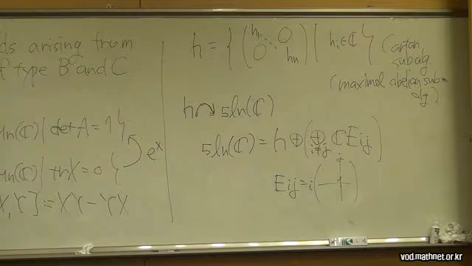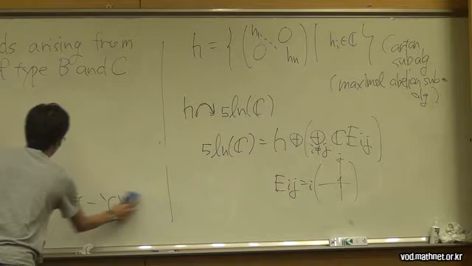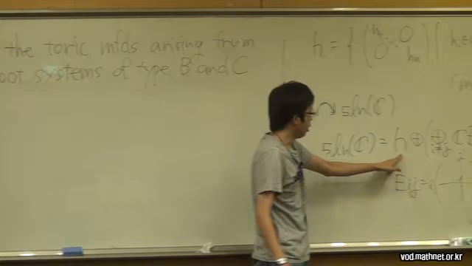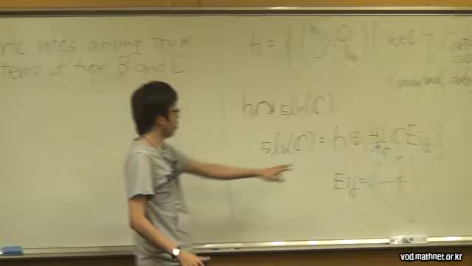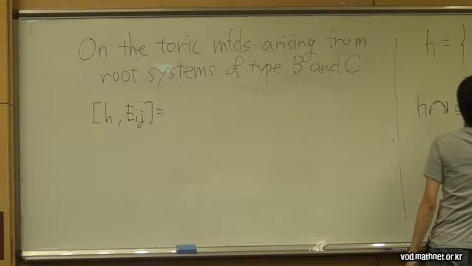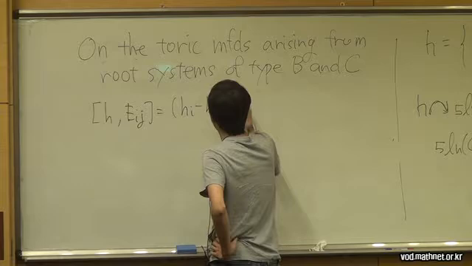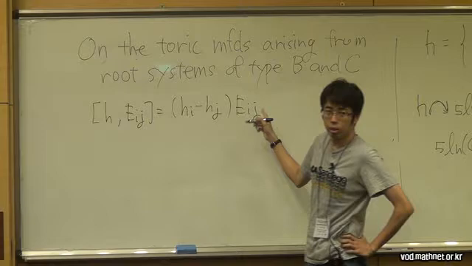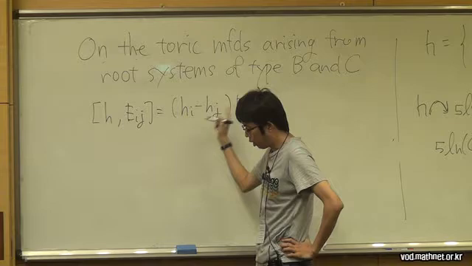This part has eigenvalue zero because it's commutative. H commutes with H, of course. And this gives an eigenvector in the sense that if you write an element as small h, this product is the same as the i-th coordinate minus the j-th coordinate times E_ij. So in this sense, E_ij is an eigenvector corresponding to this eigenvalue.